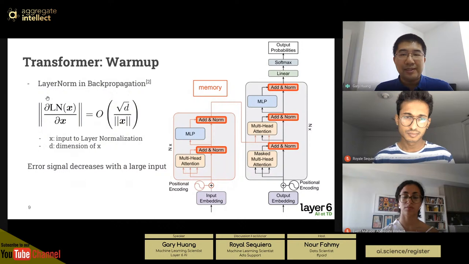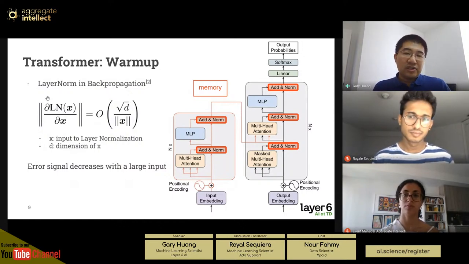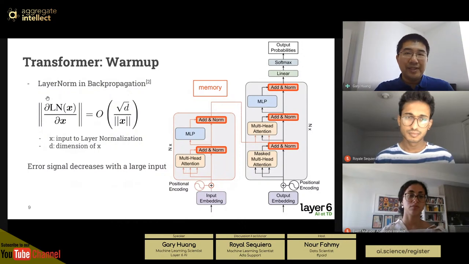Combining these results, we now have a complete picture of why training vanilla transformers without warmup fails. The large variance in the Adam optimizer, amplified by the large initial learning rate, leads to large updates at the beginning of training due to lack of samples. Large updates in turn increase the magnitude of inputs to layer normalization.